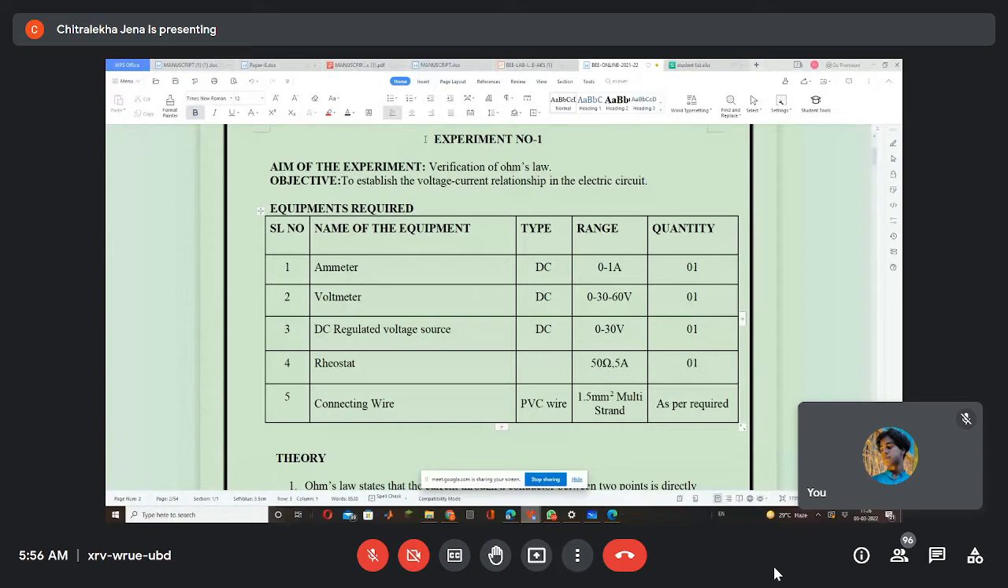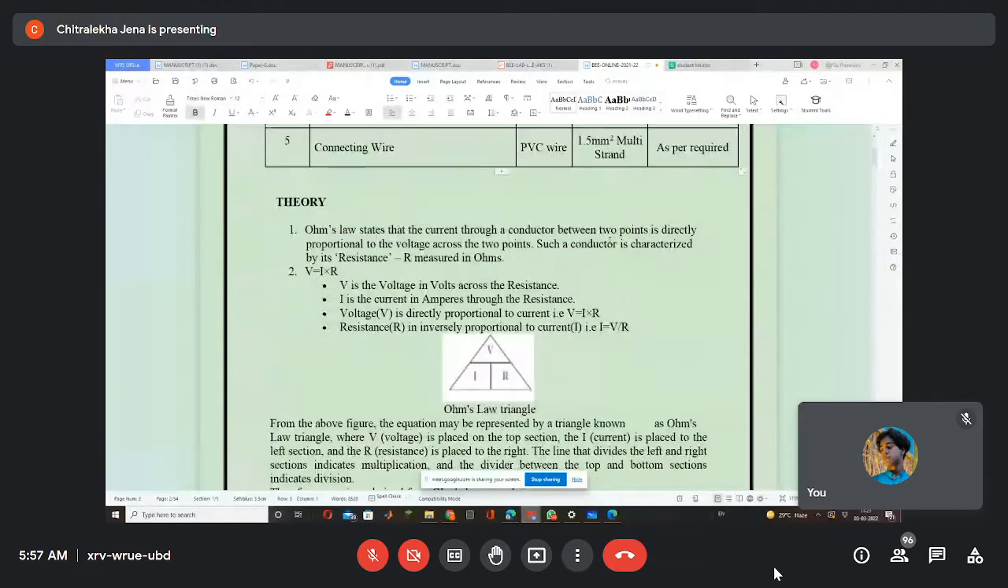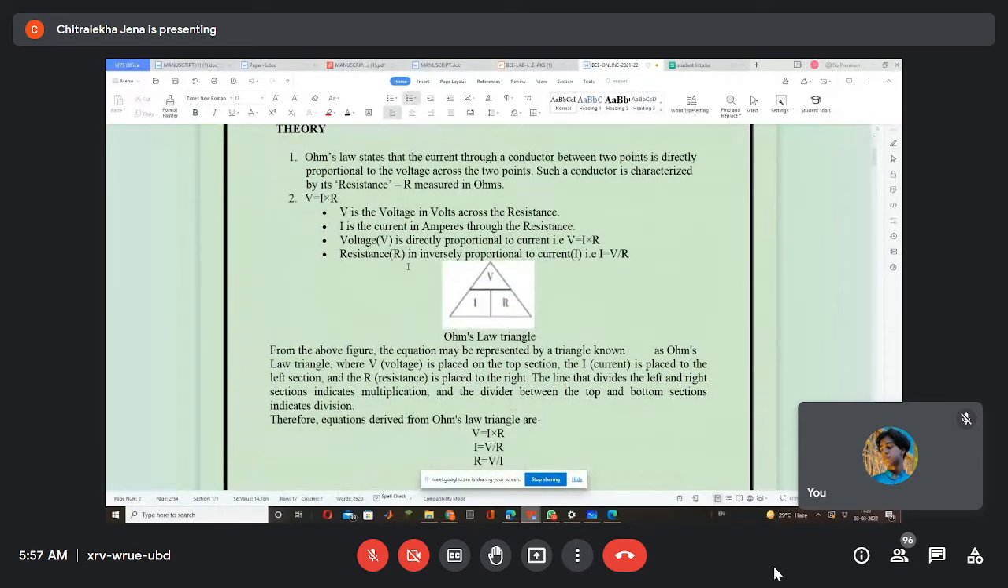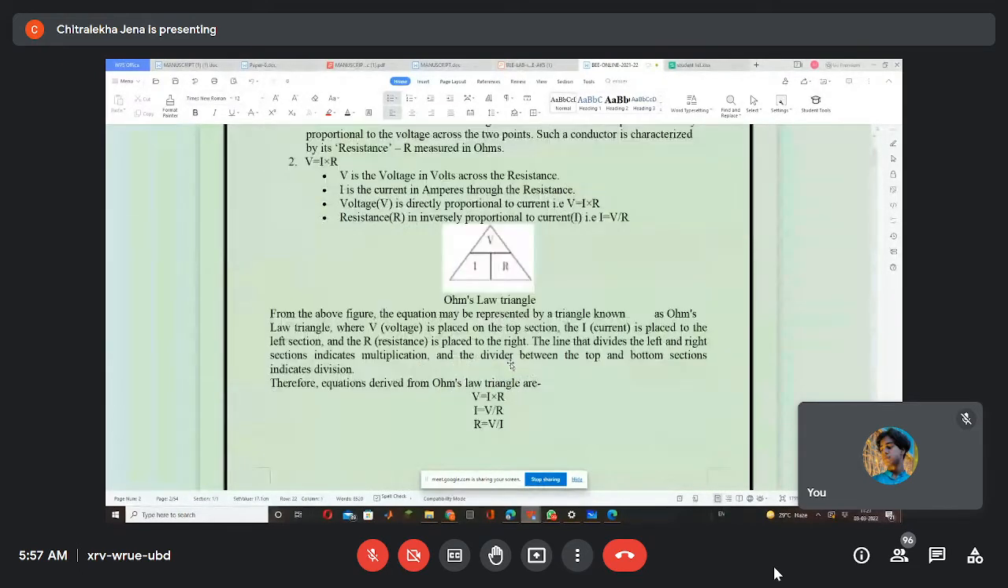So you write the experiment number and name, the aim of the experiment, what is the objective, you should know what is the objective of the experiment. Then equipment required or apparatus required, name of the apparatus, what is the range, what is the quantity, how many you are using. Then coming to the theory part, this should be very precise. Okay, this should be very precise. That means suppose this is verification of Ohm's law, just write down the statement of Ohm's law, and what is the formula associated with it.